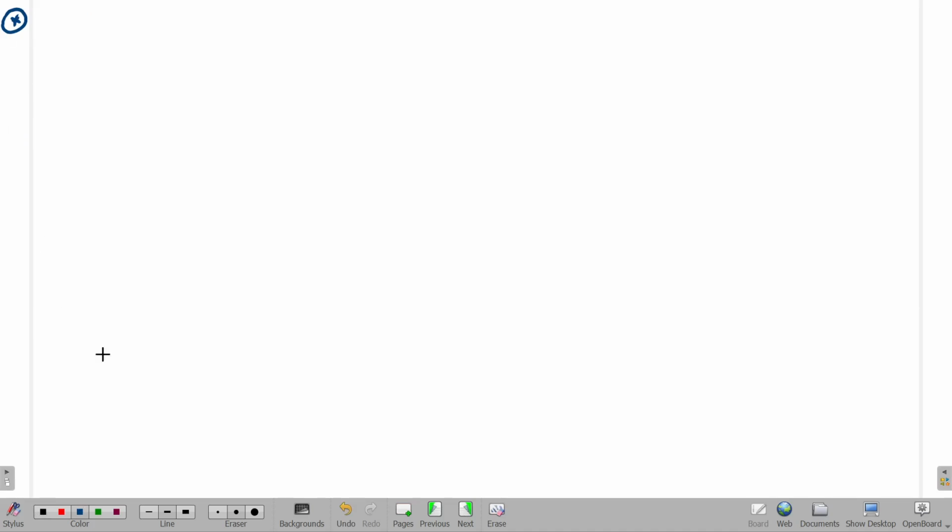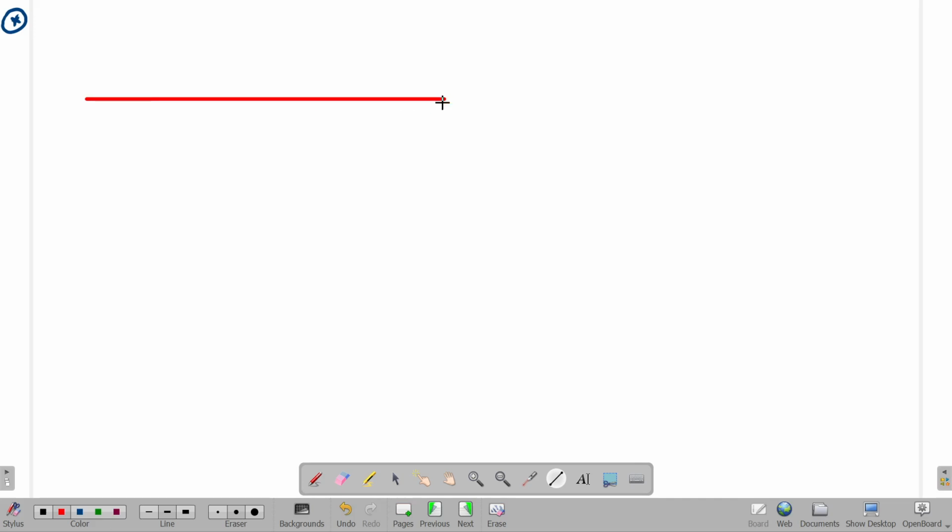Let's suppose I have a wire carrying current I, and the Amperian loop is like this way. So this is my Amperian loop.